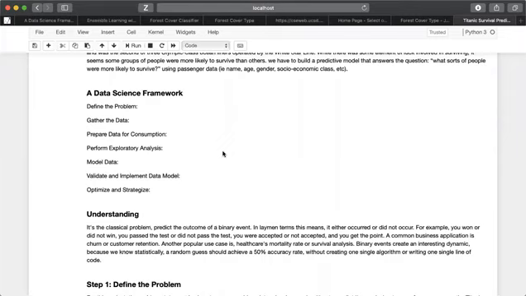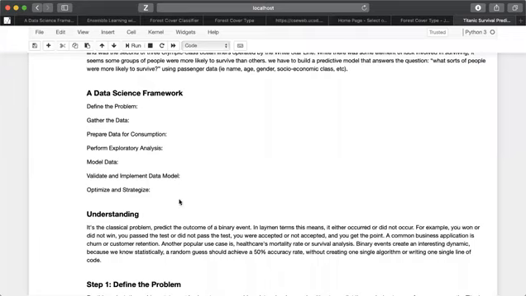Once we have modeled the data, we have to validate and tune the hyperparameters to find the best model for the solution, either for a classification or a regression problem. Thereafter, we have to implement the data model. Then we go back to the first step and see how successful we have been, and thereafter we optimize and strategize to find the best solution.